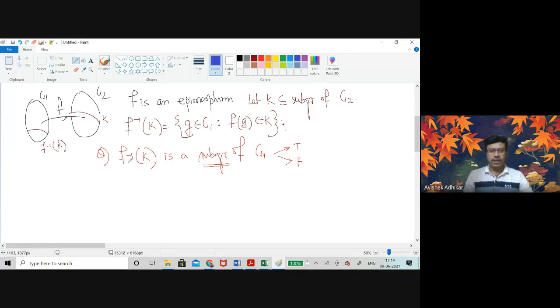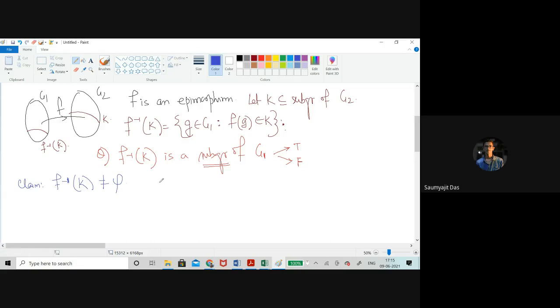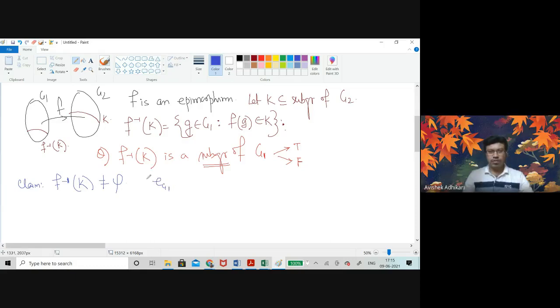First, let me check whether F inverse K is empty or not. Claim: F inverse K is non-empty. How do you prove that? The identity always goes to identity. Very good. If you take the identity element of G1 and apply F on it, we know that homomorphisms send the identity element to the identity element, so that will be E of G2. And K is a subgroup of G2, that means E of G2 must be within K, so that belongs to K.